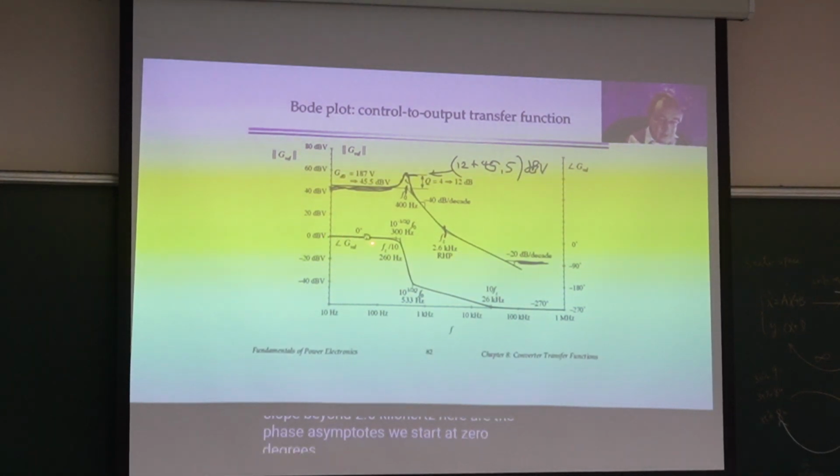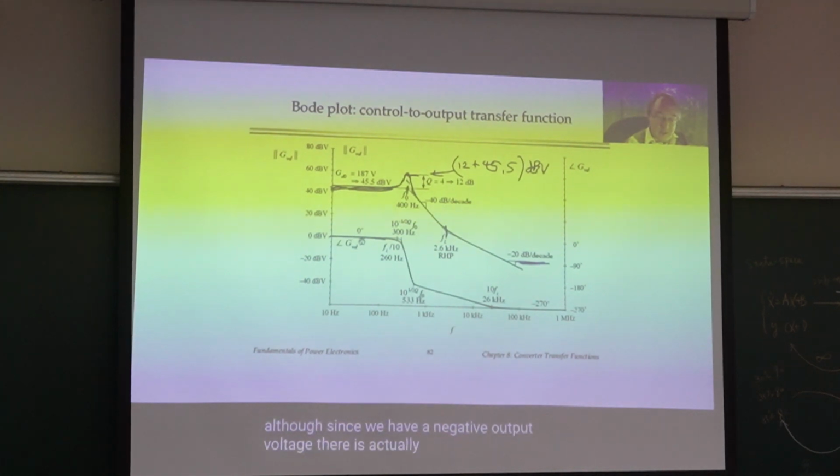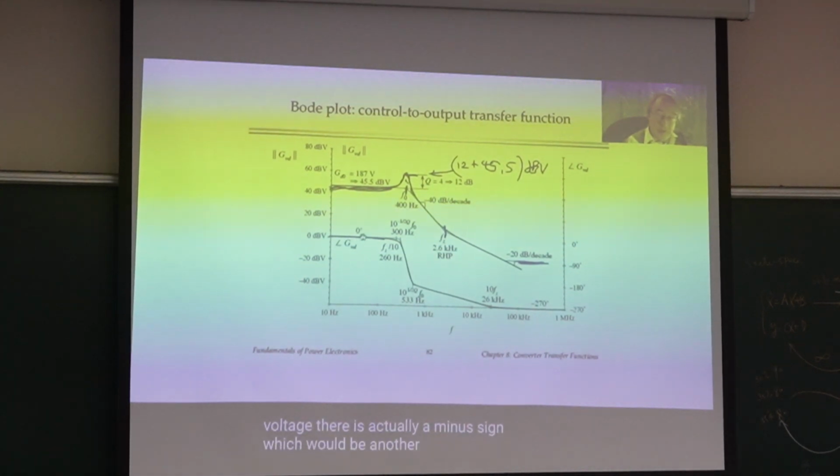We start at 0 degrees phase. I actually haven't included the minus sign in the transfer function here. Since we have a negative output voltage, there is actually a minus sign, which would be another 180 degrees of phase, and that's not included in this plot.